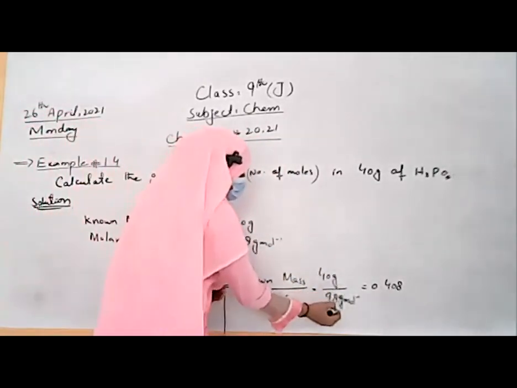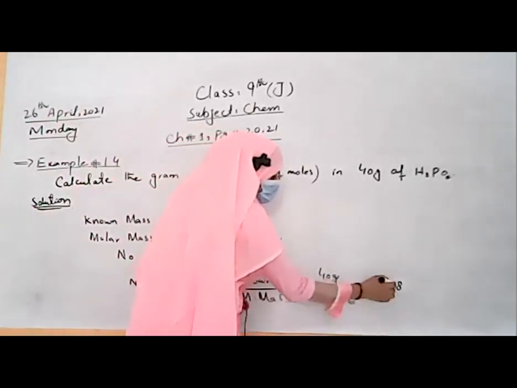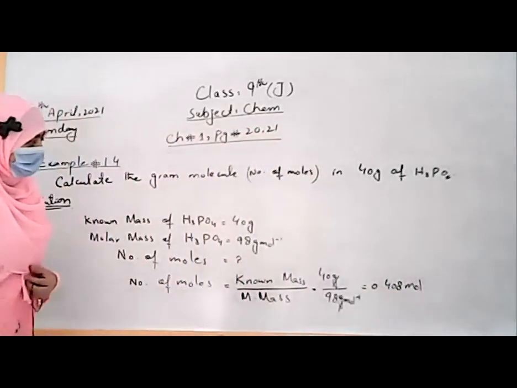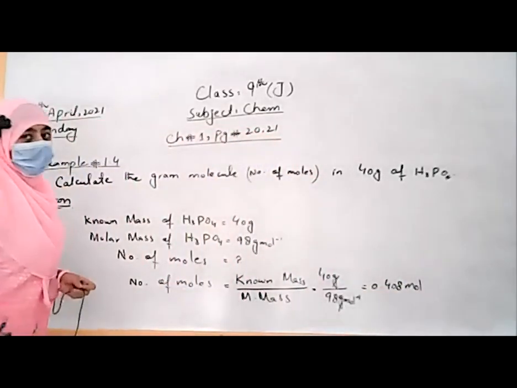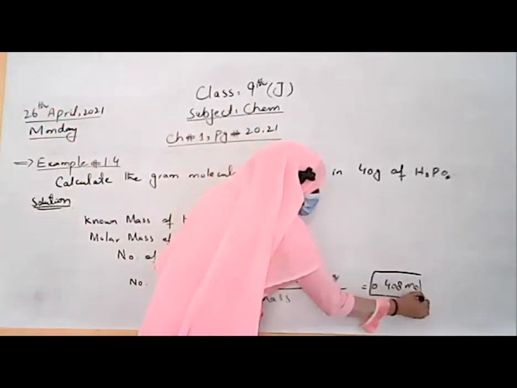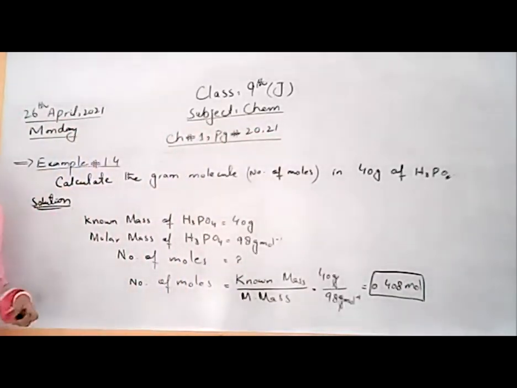This gram is cancelled by this gram, and now the mole per mole comes to the upper side, in the numerator, and its power changes from -1 to +1. So the number of moles of 40 gram of H3PO4 is equal to 0.408.